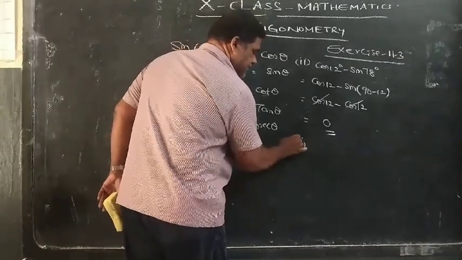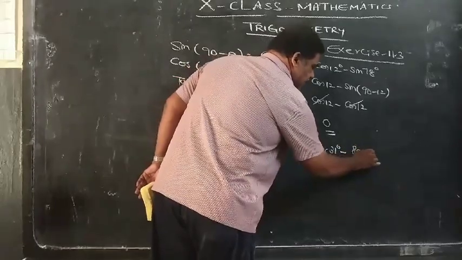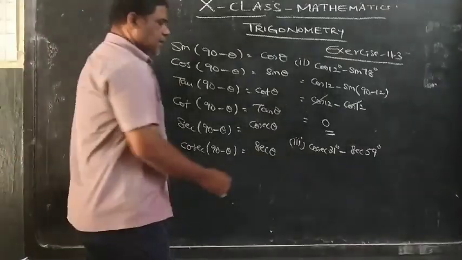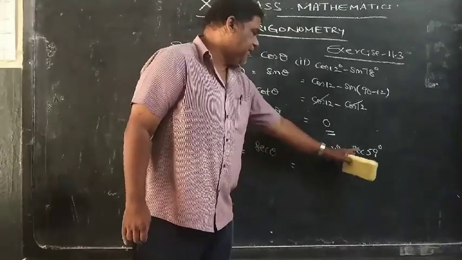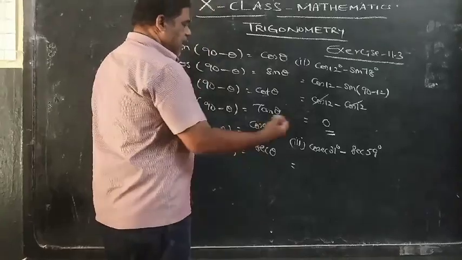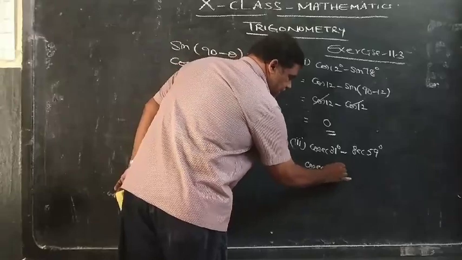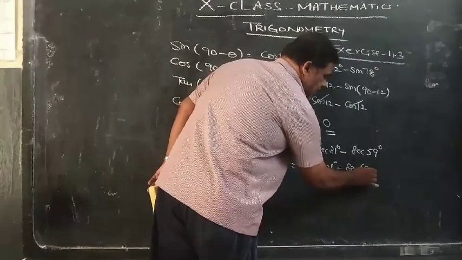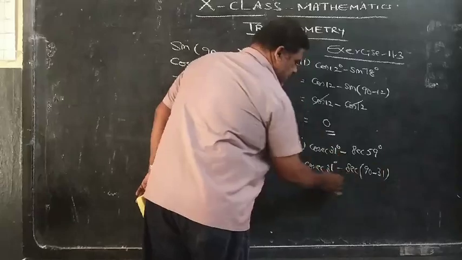Third bit, cosecant 31 degrees minus secant 59 degrees. Now the same procedure, two ratios are there. In between them one minus sign is there. So one ratio you have to keep as it is. In the other ratio you have to write 90 minus. For example, cosecant 31 degrees minus secant, this 59 degrees you write as 90 minus 31. 59 is nothing but 90 minus 31.